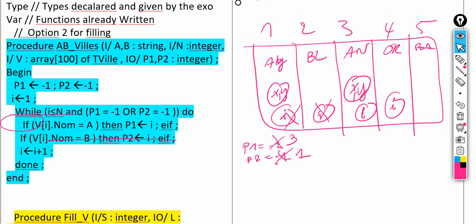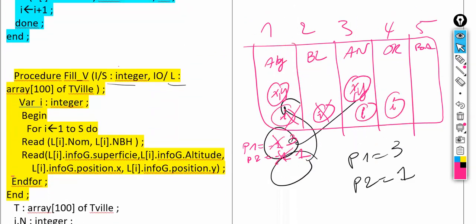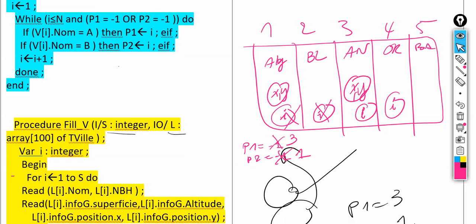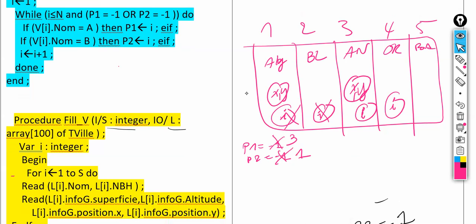So in my main algorithm, let me just erase this. Can I erase this? No. Okay, wait. All right. Let's go back. So let's go back to the main algorithm. Let me erase this.